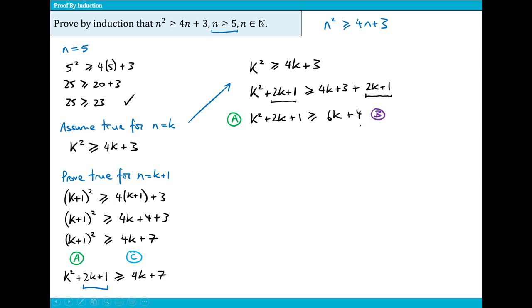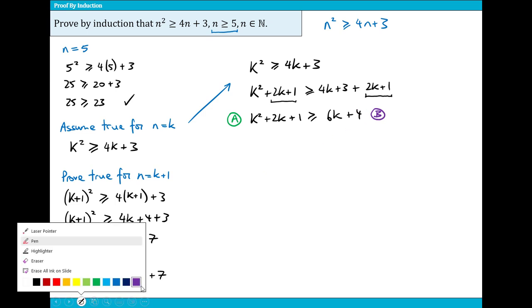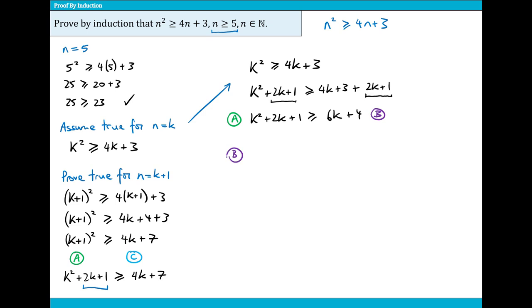Now, the inequality types, the key to finishing them is, we're trying to prove that a is bigger than c. We can see now that a is bigger than b. So if I can prove that b is bigger than c, well then clearly a will be bigger than c. So b is 6k plus 4. And I want to prove that that's greater than or equal to c, which I'm calling 4k plus 7.